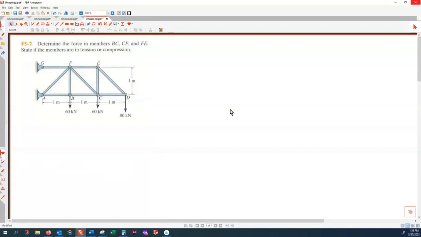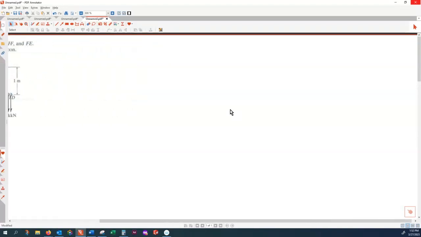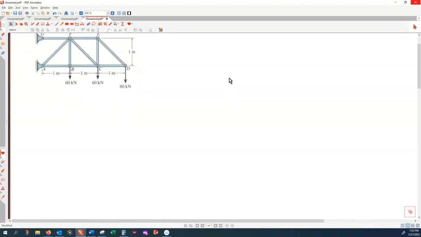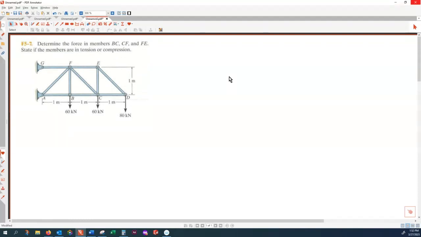FBC, CF, FE. So that is BC, also CF, and also FE. So what is your suggestion? Should I do method of joint or method of section?